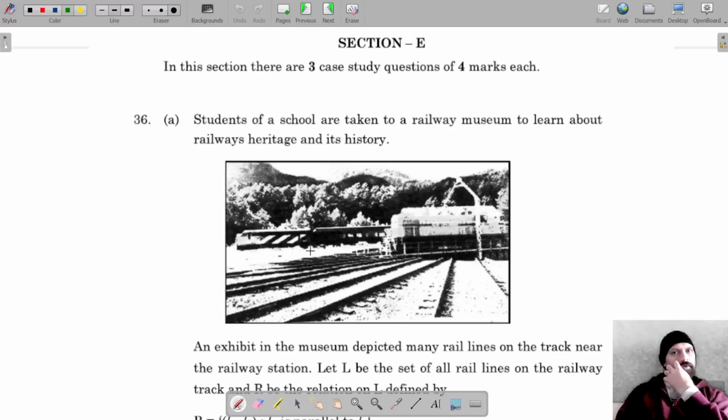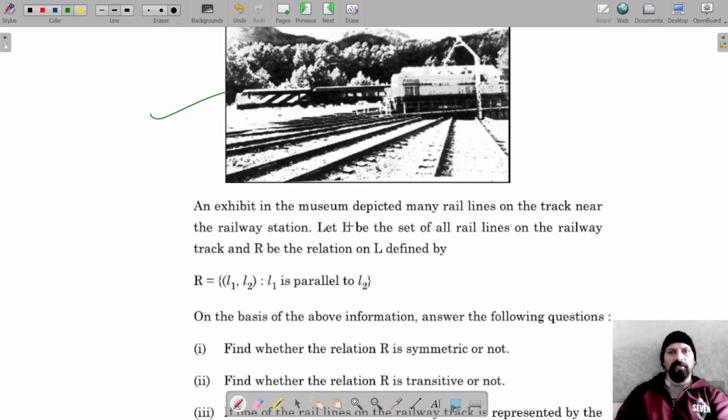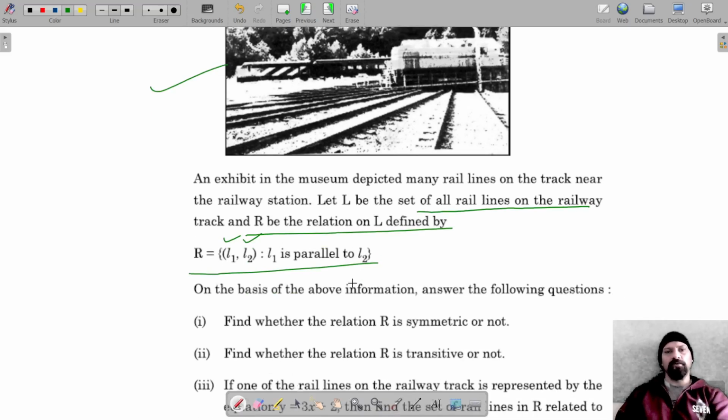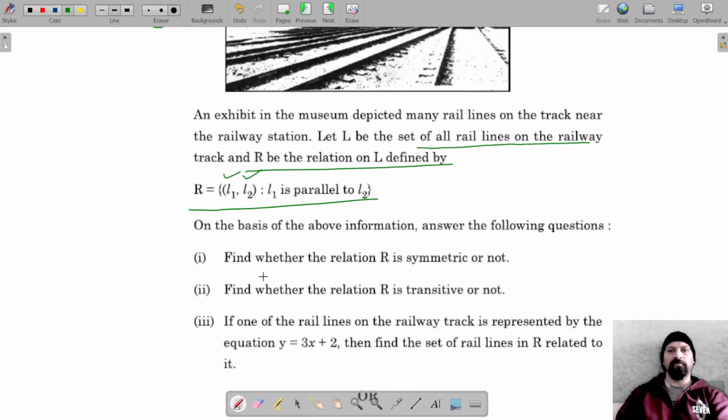Okay, for question number 36, part A, these are three case study based questions of 4 marks each. The first one says that students of a school are taken to a railway museum to learn about railways, heritage, and history. An exhibit in the museum depicted many rail lines on the track near the railway station. Let L be the set of all rail lines on the railway track, and R the relation, where two rail lines are in relation when they are parallel to each other. On the basis of the information, we have to answer whether the relation is symmetric or not.